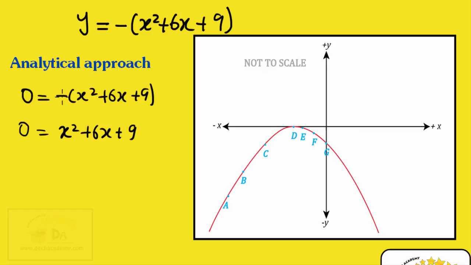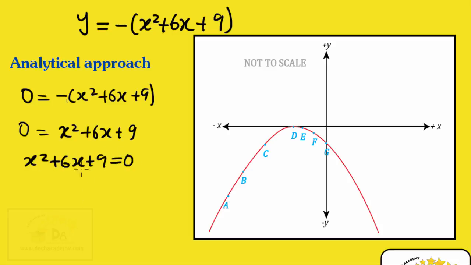Minus 1 times this minus 1 here is plus, so the minus sign just goes. Or you can think of it a different way: minus times minus is plus. Minus 1 times 0 is 0, or minus times 0 is 0. You can think of it either way. Anyway, this is the equation you have when we replace y with 0 here: x squared plus 6x plus 9 equals 0.